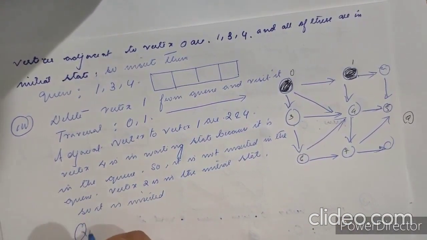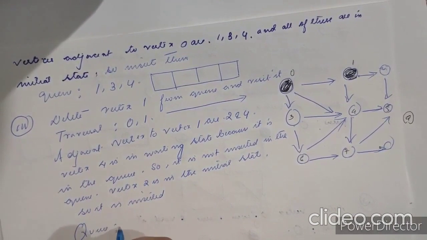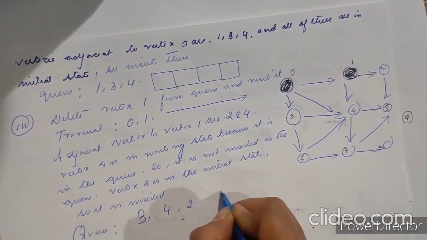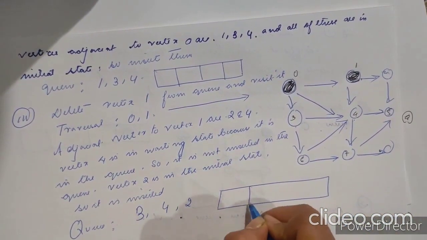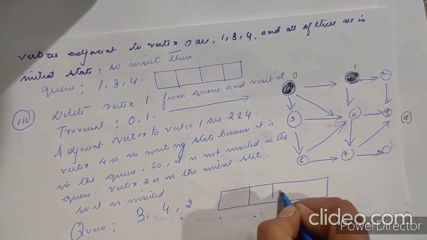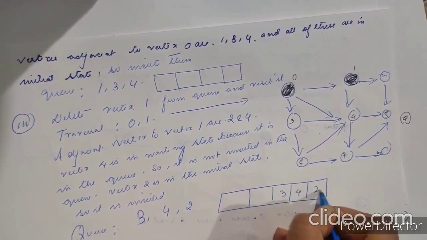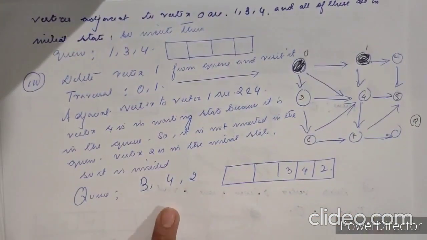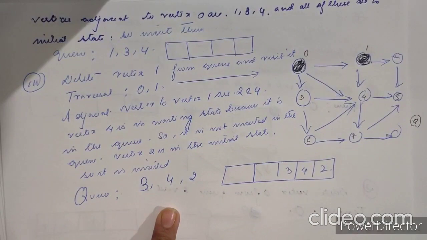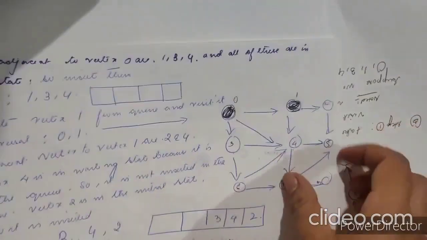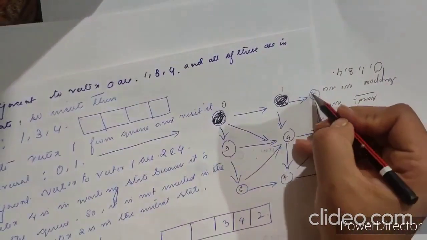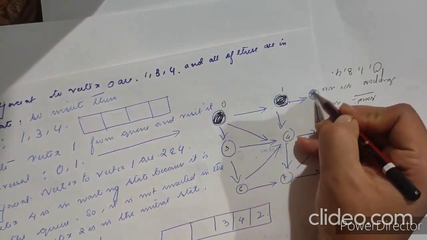So your queue will be 3, 4 and 2. So it will be like this. 0 is gone, 1 is gone, 3, 4 and 2. Here we can see why we take the concept of waiting state. So 2 is waiting, right? When it is said waiting, it should be highlighted with gray.